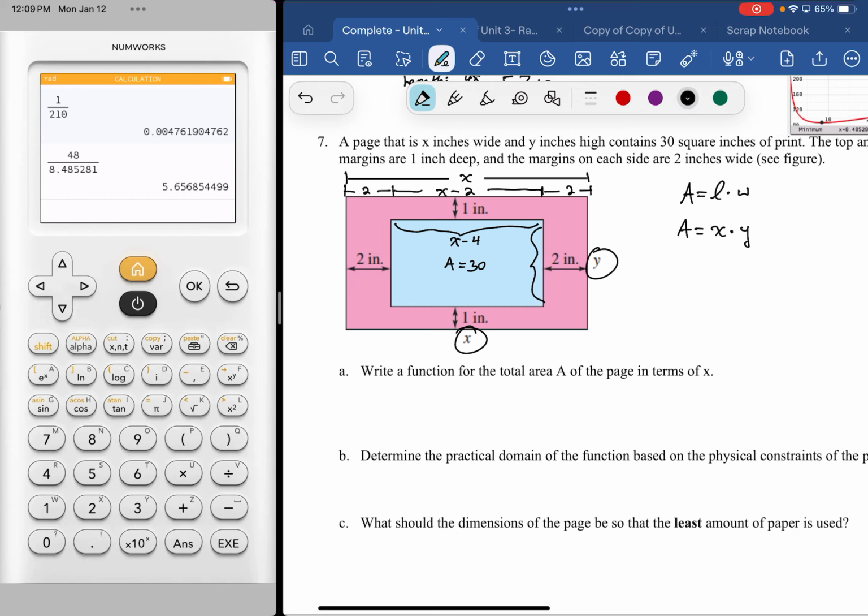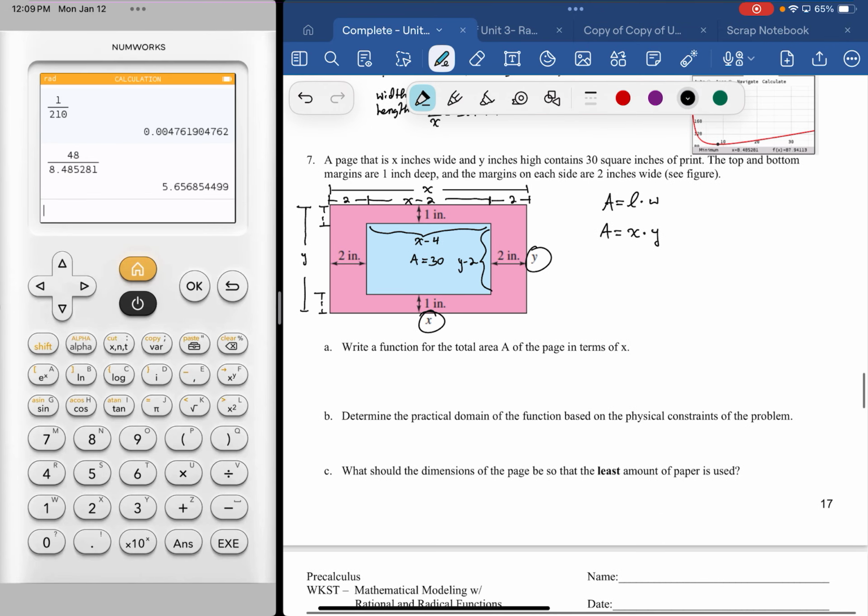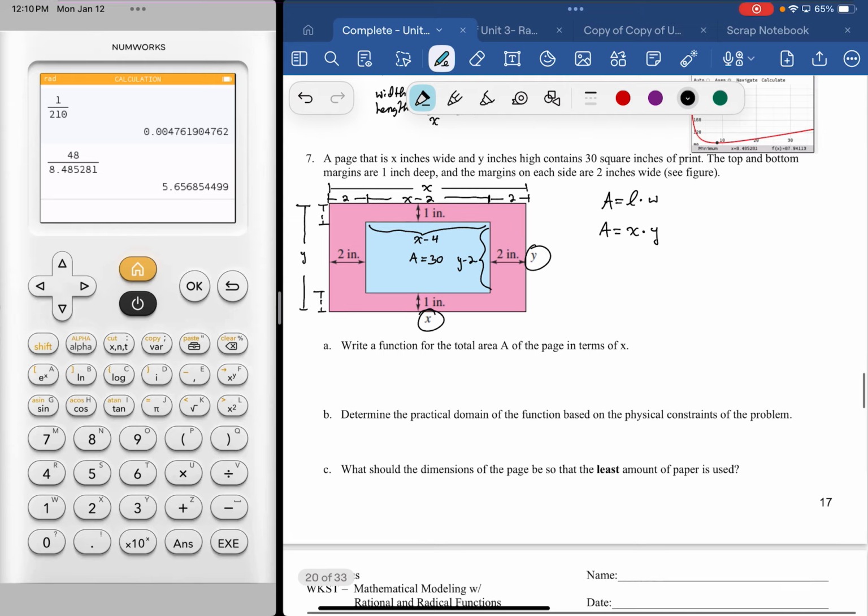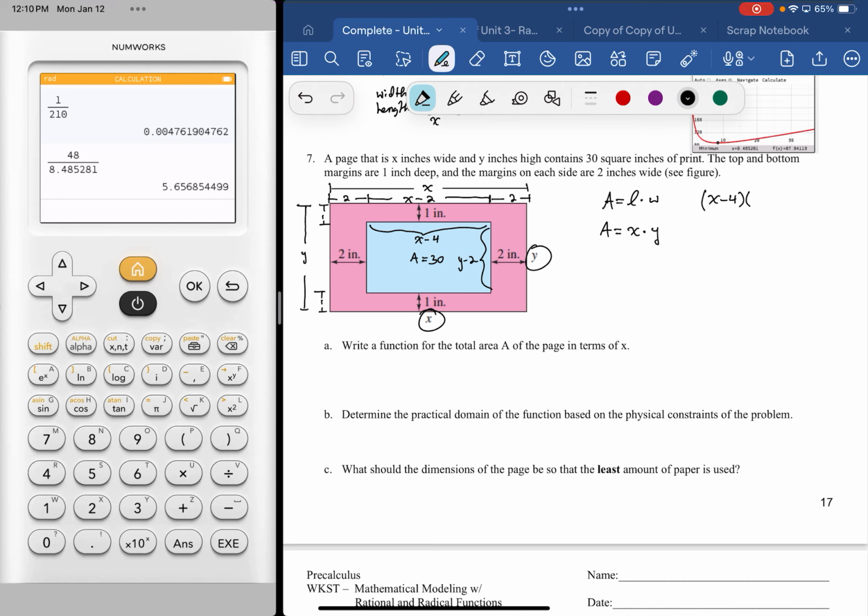All right, so the other side, total length of y, we're subtracting off a 1 here and a 1 here. So this other side would be y minus 2. All right. So we already know the area of that blue region, but to find the dimensions that lead to the area, area is length times width: x minus 4 times y minus 2 is going to be equal to the 30.